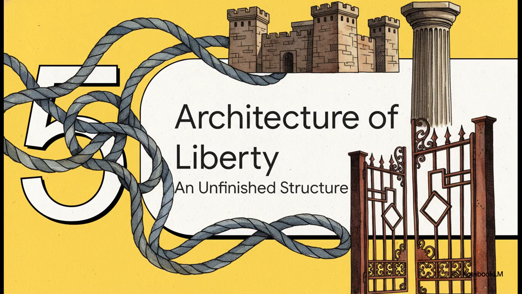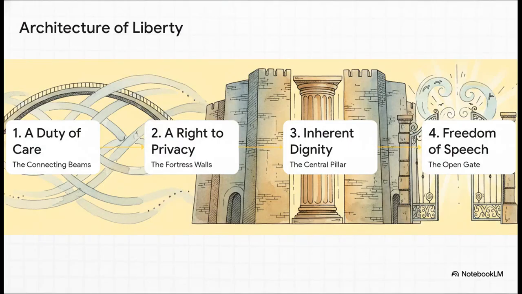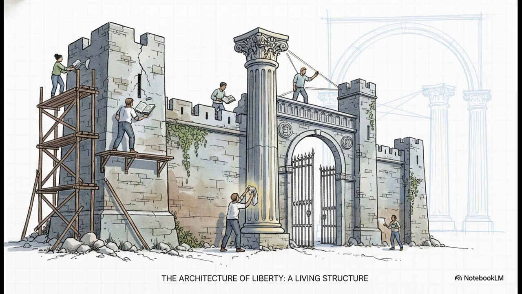So, we've looked at 4 huge cases from 4 different countries. We've got a thread, a fortress, a pillar, and a gate. What happens when you put all these powerful legal ideas together? What do they build? Well, they form the essential architecture of liberty. They create a society that's connected by a duty of care, one that's protected by a right to privacy, that's grounded in the dignity of every person, and that's kept alive and vibrant by the free and open exchange of ideas. But here is the most important thing to remember.